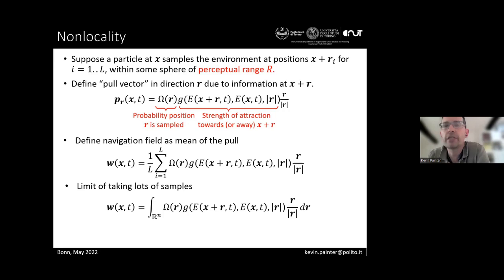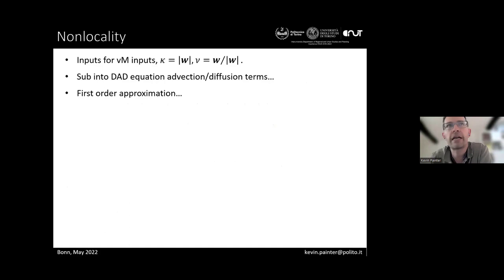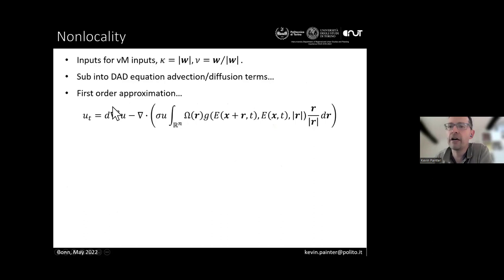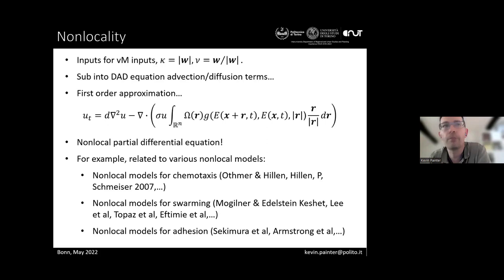And the reason I wanted to give this as a natural extension of this framework is because if we build a velocity jump random walk where you do a sampling based on this non-local sampling, then you go through this process, substituting it into your DAD equation. You take the first order approximation, and then you can start to recover those non-local models for movement that I was talking about back in the very first lectures, that have a non-local partial differential equation framework, which have been applied in various areas, from chemotaxis to swarming to adhesion type processes. So through this framework, we can also recover these non-local PDE models as well. So that's one extension that you could do, bring in non-locality.